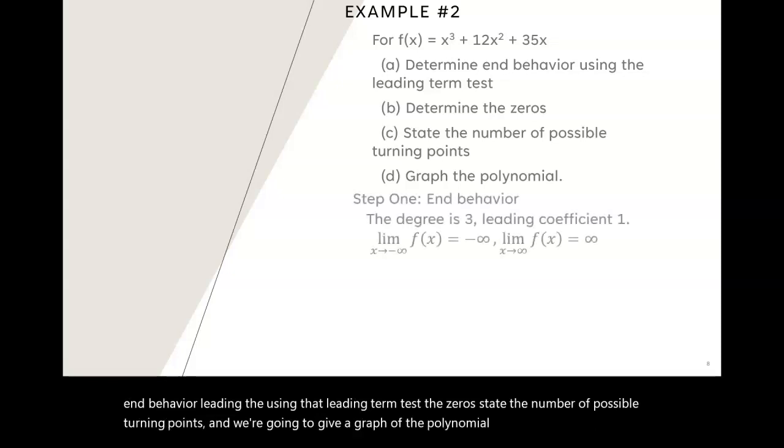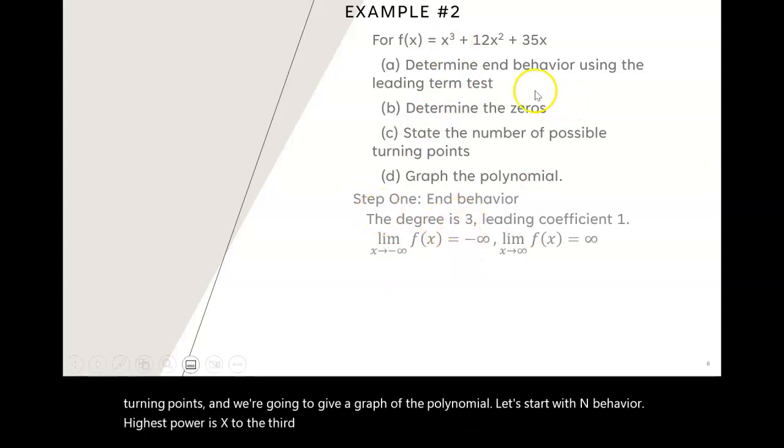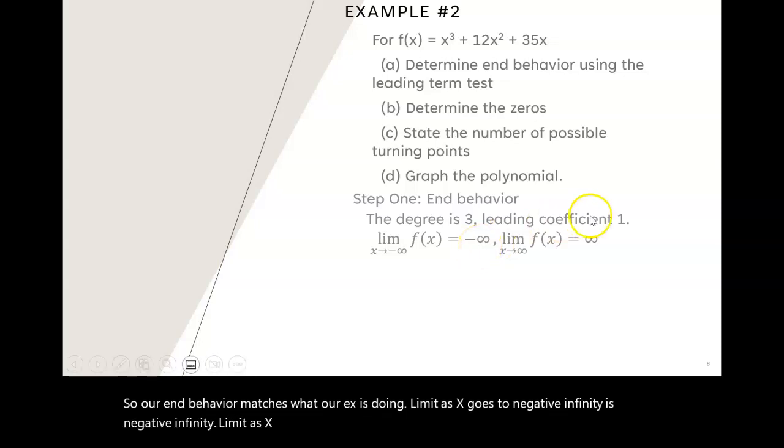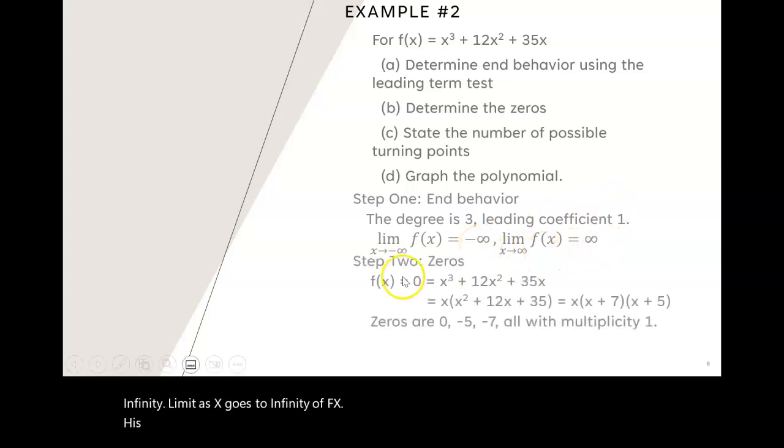Let's start with end behavior. The highest power is x to the third, so the degree is 3. The leading coefficient is 1. That's a positive number, so our end behavior matches what our x is doing. The limit as x goes to negative infinity is negative infinity. The limit as x goes to infinity of f of x is positive infinity.